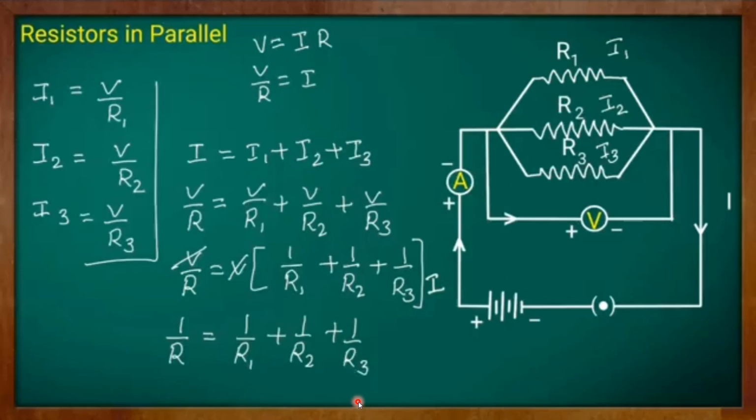You might be asking about the application of resistors in parallel. In most cases we see resistors connected in parallel. The very best example is our house itself. Most of the electrical appliances, maybe a fan, an electrical bulb, a refrigerator or an AC cooler, almost all electrical appliances use the parallel connection.